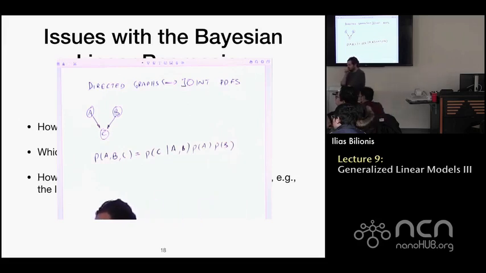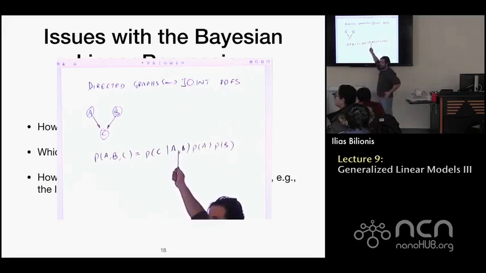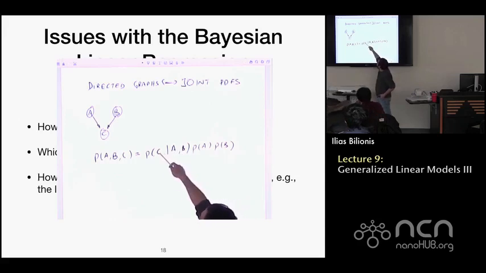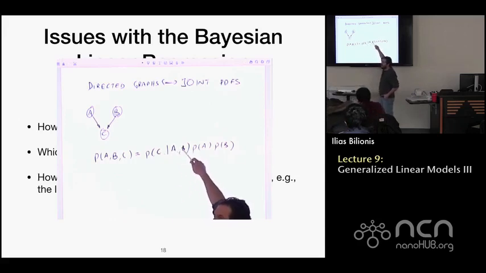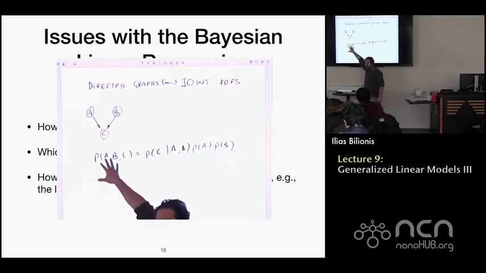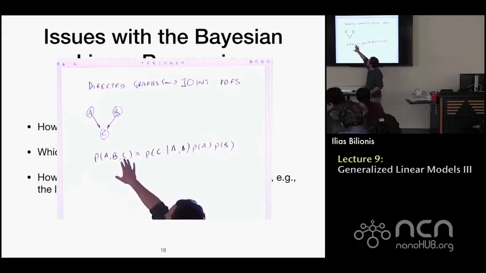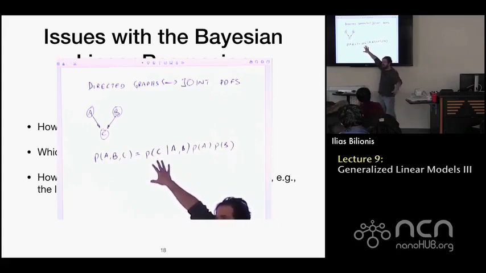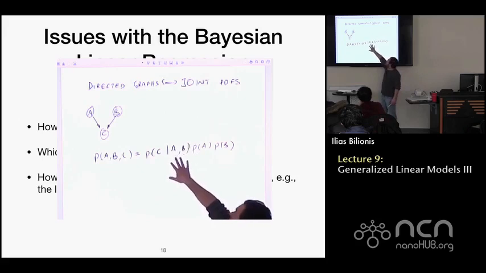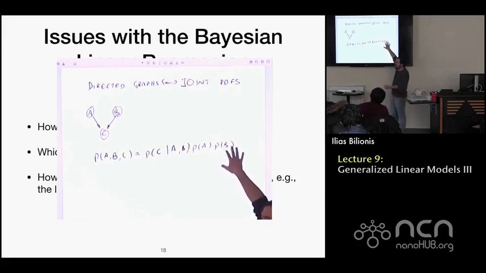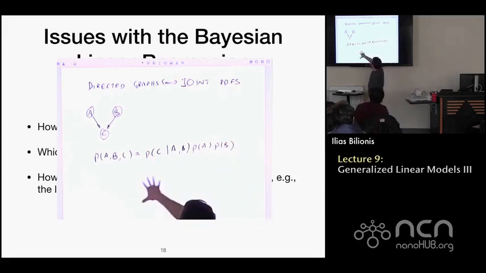Yes? The difference between A comma B and A and B? This is A and B. It is interpreted as A and B, so in order to say something about C, you need to know the values of A and B. Alright, so you read it as follows. The probability of A getting a specific value, B getting a specific value, C getting a specific value can be decomposed as the probability of C getting a specific value given that you know the values of A and B, times the probability that A gets a specific value, times the probability that B gets a specific value. And this we read from the graph.